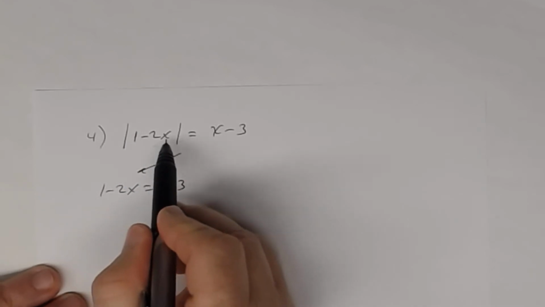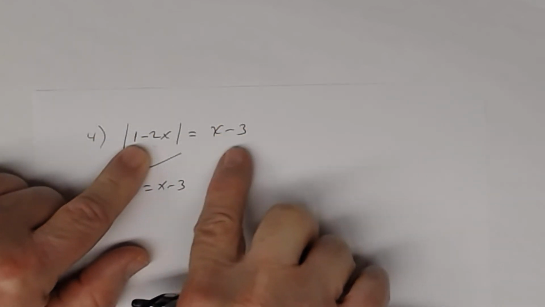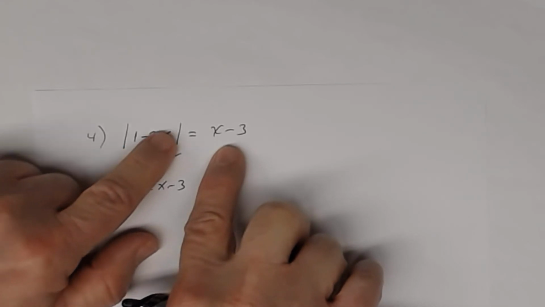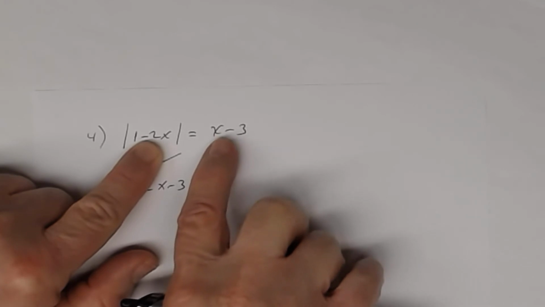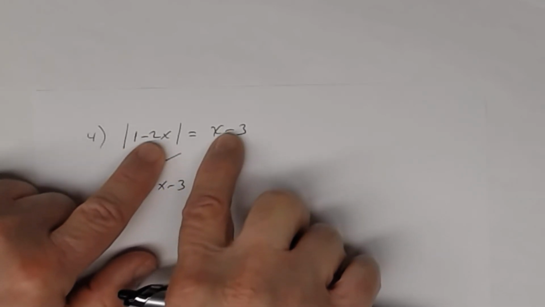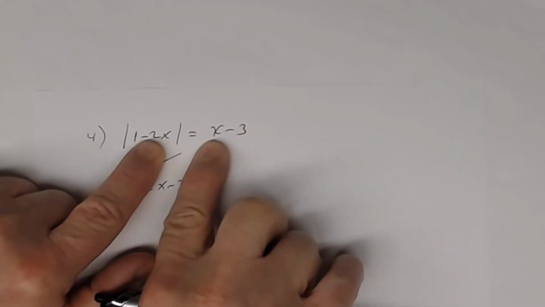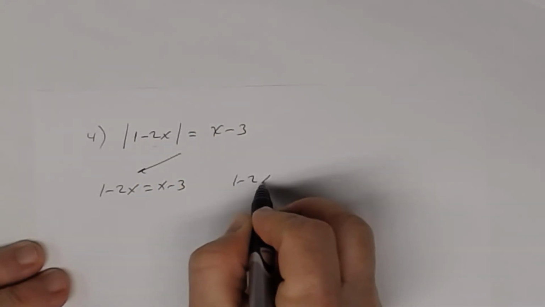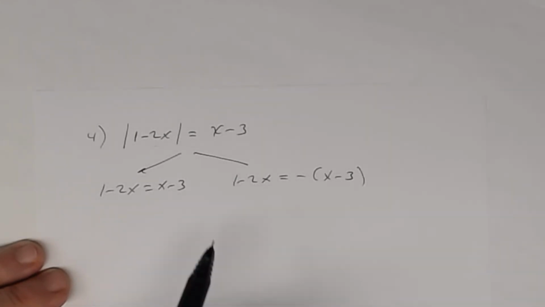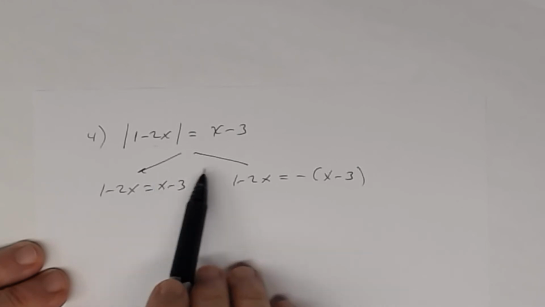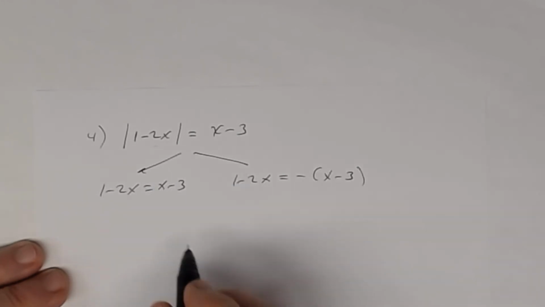If this is negative, in order for the absolute value to equal x minus 3, then those two expressions are opposites. So that means that 1 minus 2x has to be the opposite of x minus 3. And so I went from an absolute value equation to 2 linear equations, and I just got to solve each of those equations.